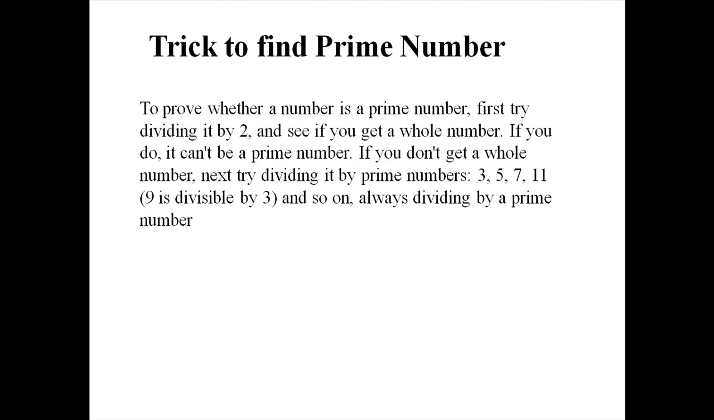So we are going to divide the number only by prime numbers. If the result is a whole number, then it is not a prime number. If we don't get a whole number, if we get a result in decimal places, it means that the number is a prime number. Always divide a number by prime numbers until the number divides by itself.